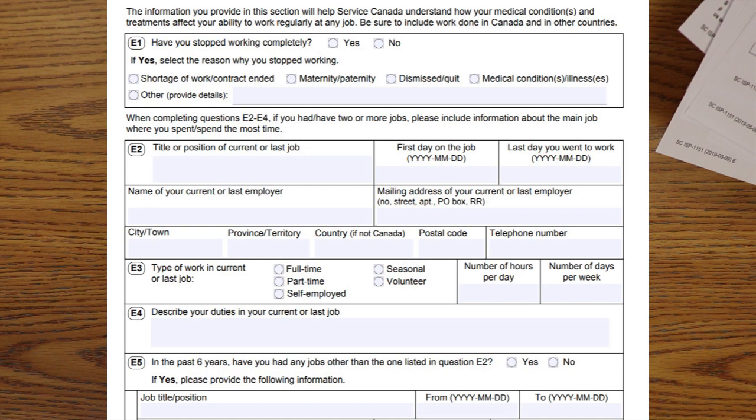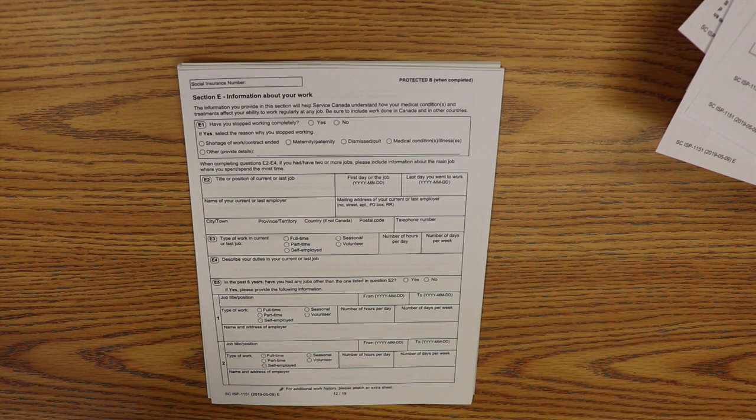You will need to provide your job role, name of your employer, mailing address, first and last day on the job, whether the work was full-time, part-time, self-employed, seasonal, or volunteer, number of hours per day, and number of days per week, as well as the duties for each position. They need at least 6 years of work history.